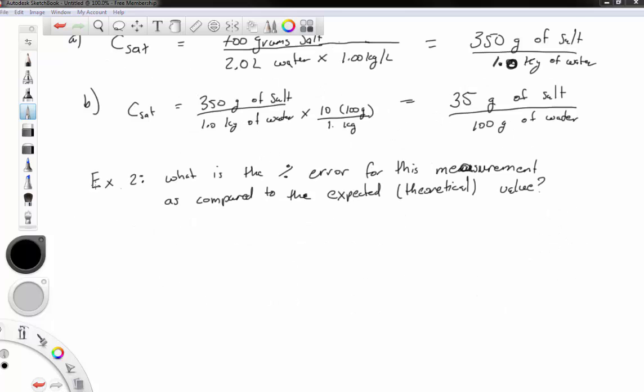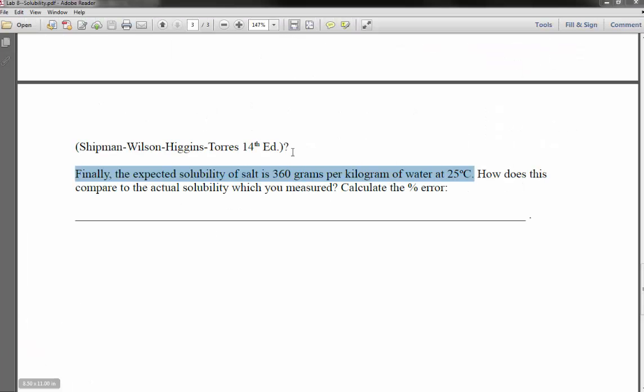So this brings me to the second example, which is really part 2 of this first example, which is what is the percent error for the measured value that we had here, 350 grams per kilogram, as compared to the expected or theoretical value of the saturation solubility. So I'm pulling up this last page of your lab instructions, and it says the expected solubility of salt is 360 grams per kilogram of water at 25 degrees C. So this is the number we're actually comparing to.